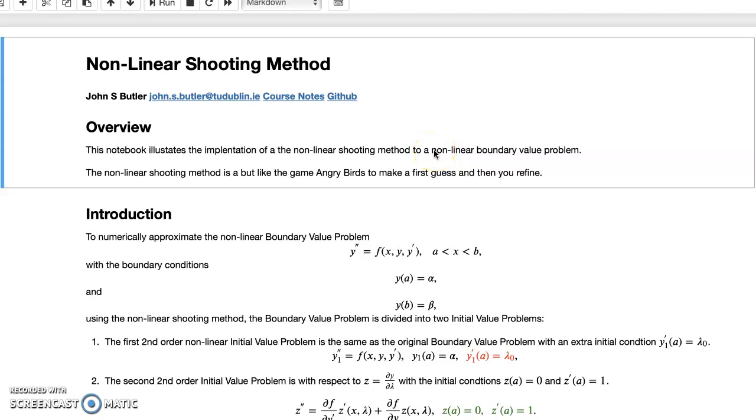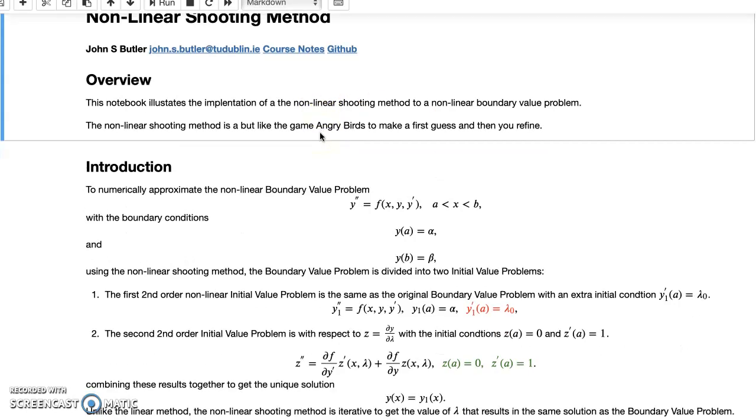In this video, I'm going to talk about the nonlinear shooting method, extending on from the previous video on the linear shooting method. So, in the notebook, we want to think about a few things here. Why is it called nonlinear? It's because it's for nonlinear differential equations. It's actually one of the only times we really introduce a nonlinear form of solution to nonlinear differential equations in this course.